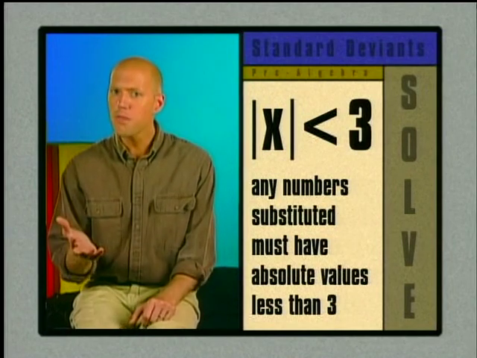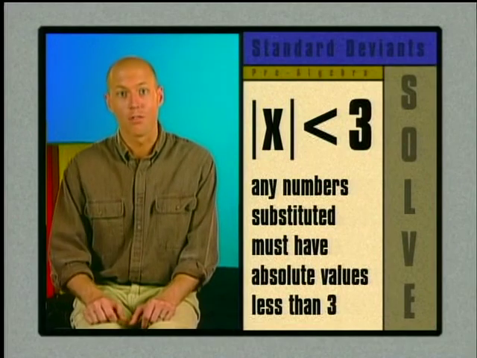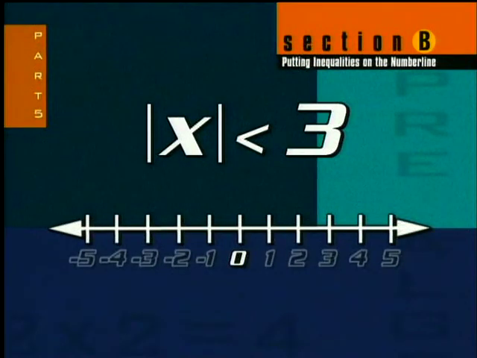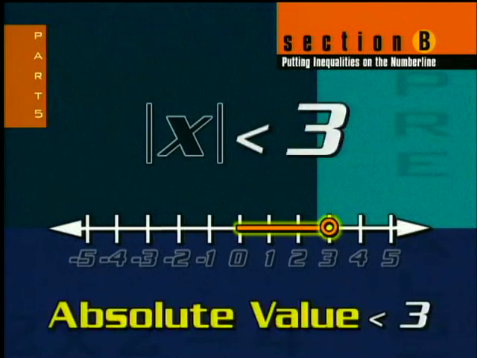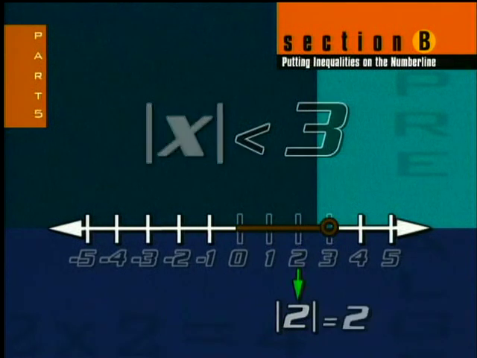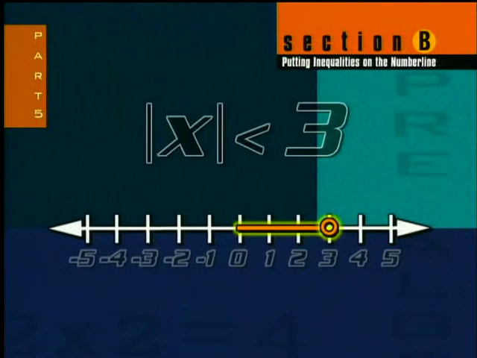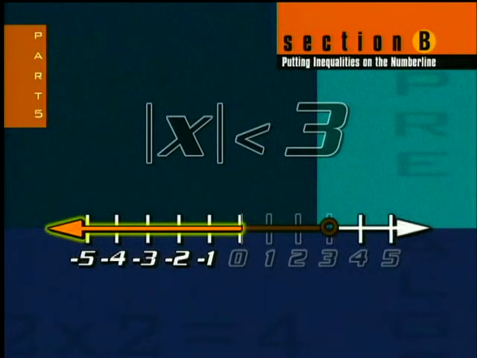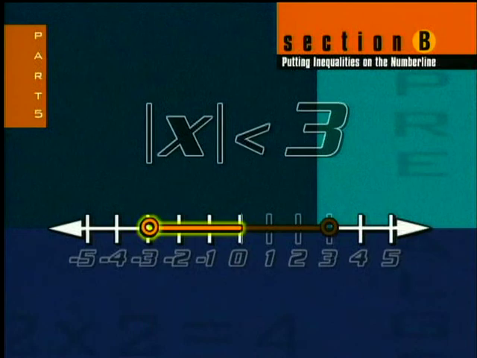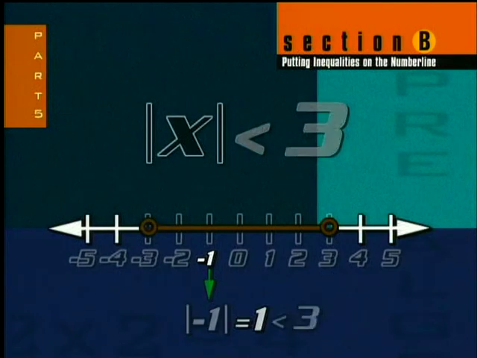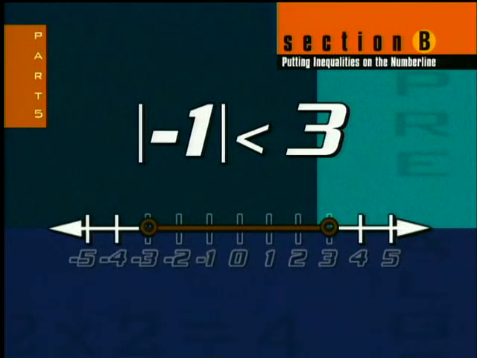So, what are some numbers whose absolute value is less than 3? Well, any of the numbers from 0 to 3 work because their absolute values are all less than 3. For example, the absolute value of 2 is 2, which is less than 3. So it fits correctly. The same is true for all the numbers in this shaded area. Now, what about negative numbers? The numbers from 0 to negative 3 also work because their absolute values are less than 3. For example, negative 1 has an absolute value of 1, which is less than 3. That means it fits correctly.